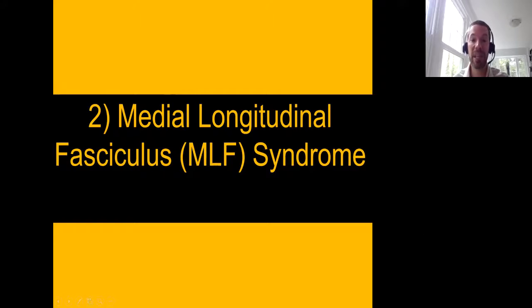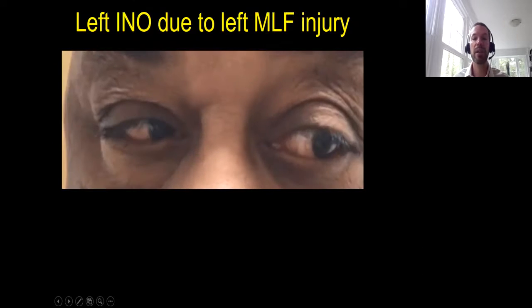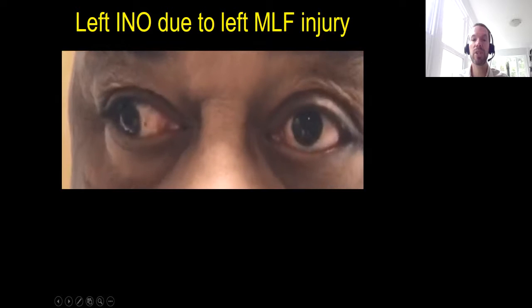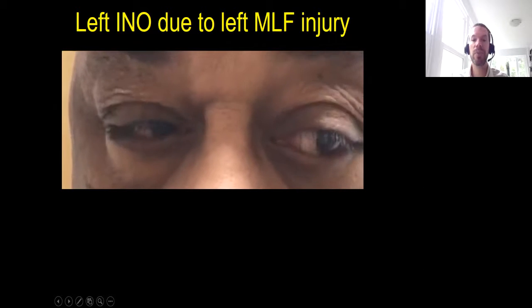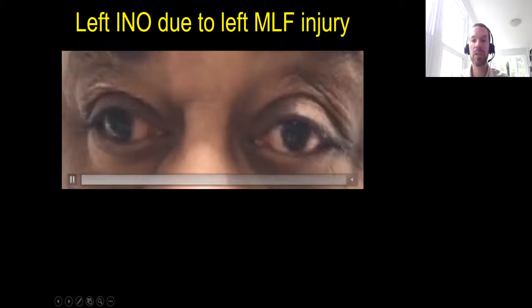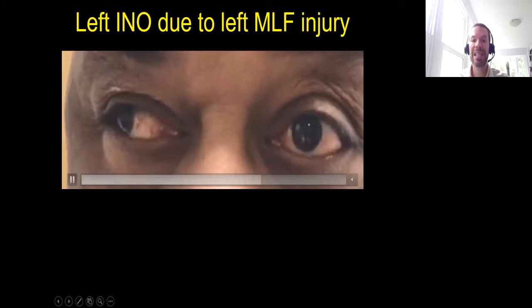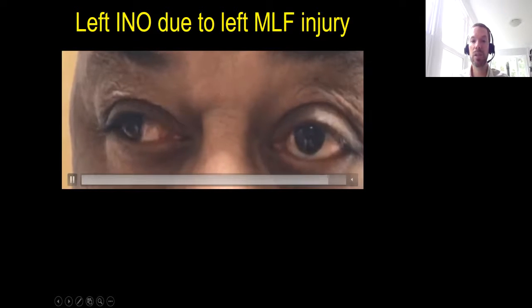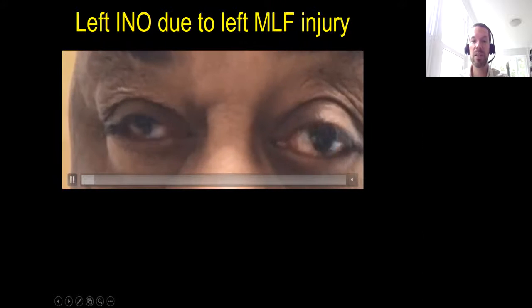Now we're going to talk about the MLF syndrome. Like I said, this is the one slide dedicated to an internuclear ophthalmoplegia. And in this case, this patient, when asked to look to the right, you see this adduction deficit and this slow adducting saccade to the right side.